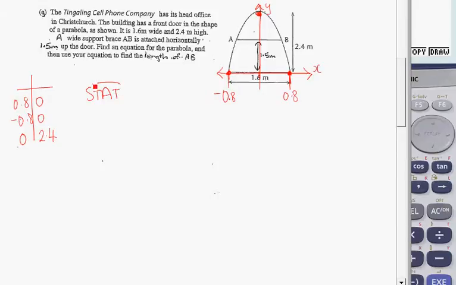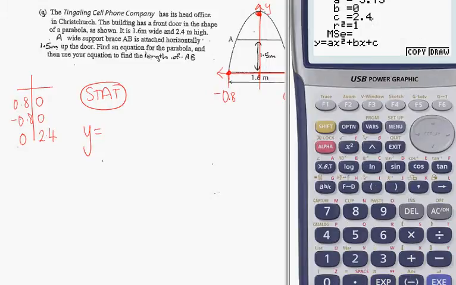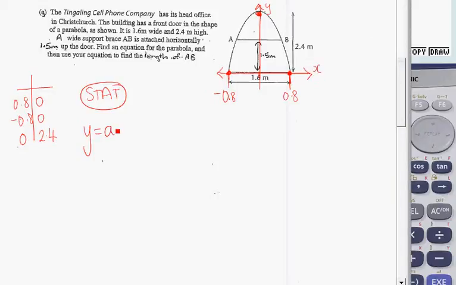Now we're using stat on the calculator to find the equation. Over here it's already found it for me, y equals ax squared plus bx plus c. And I can see that the a value is negative 3.75. B is 0, so we can ignore that term. Plus c is 2.4, and that makes sense. Of course, the negative, because it's an upside down parabola, the plus 2.4 would be the y-intercept at the top.